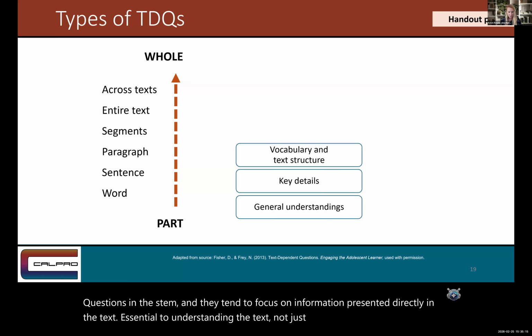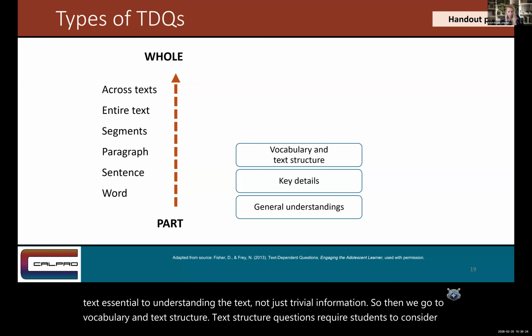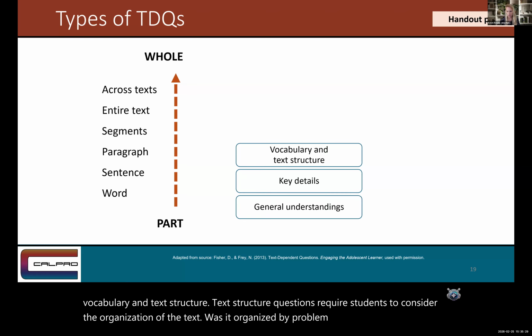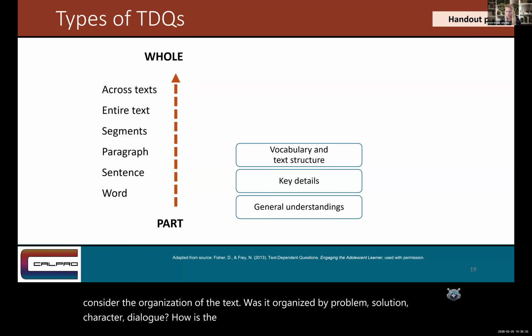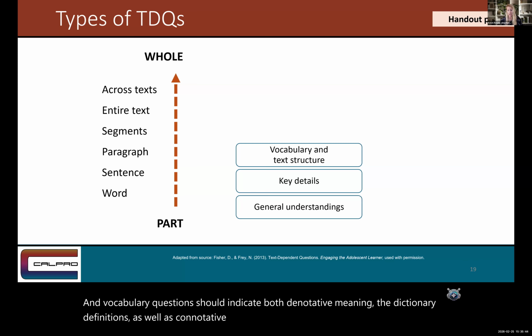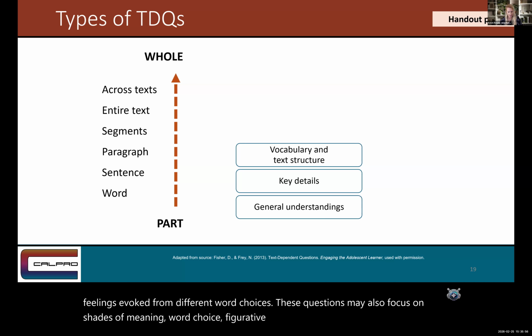So then we go to vocabulary and text structure. Text structure questions require students to consider the organization of the text. Was it organized by problem solution, character dialogue? How is the action propelled in a narrative, for example? And vocabulary questions should indicate both denotative meaning, the dictionary definitions, as well as connotative meaning, like metaphors, figurative language, and feelings evoked from different word choices. These questions may also focus on shades of meaning, word choice, figurative language, and learning new words in context.